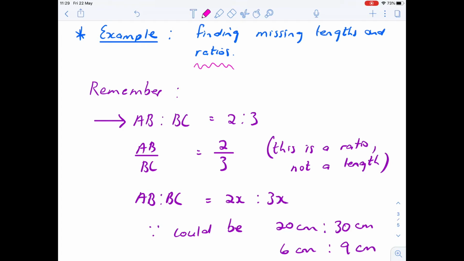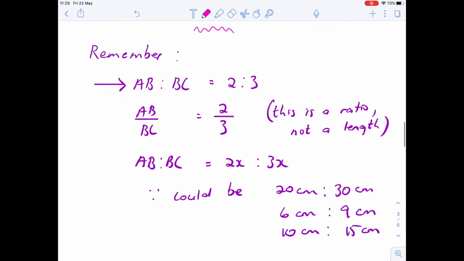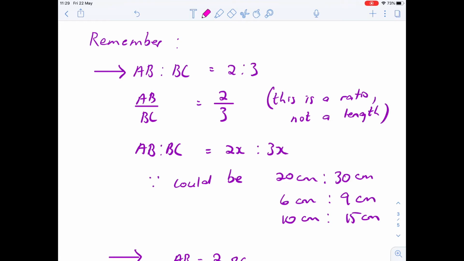So just a little intro here to help us realize that lengths and ratios are two different things. Sometimes they will give us lengths and sometimes they give us ratios in the same question, and it's not to muddle the two. So in terms of remembering some background here, if we're given that AB is to BC is the same as 2 is to 3, remember we can also write that as a fraction. So AB is to BC can also be written as AB over BC is equal to 2 over 3.